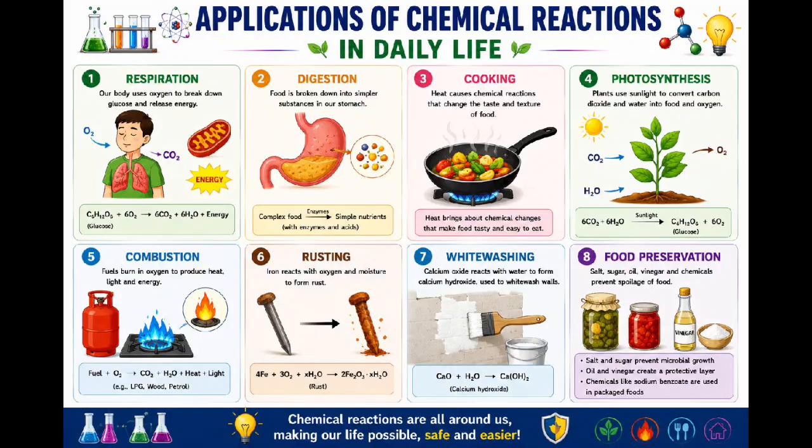Now let's talk about plants. Plants prepare their own food through a process called photosynthesis. They use carbon dioxide, water and sunlight to make food. You already know the reaction. The glucose produced is used by the plant as food and oxygen is released. So photosynthesis is extremely important for life on earth.